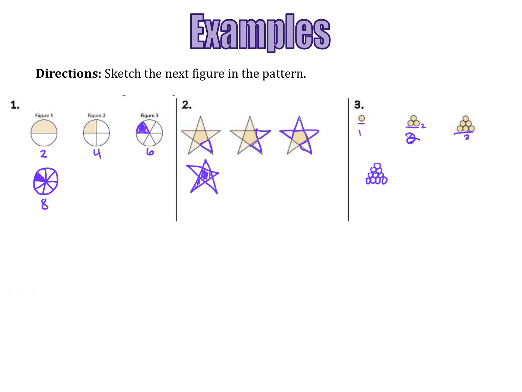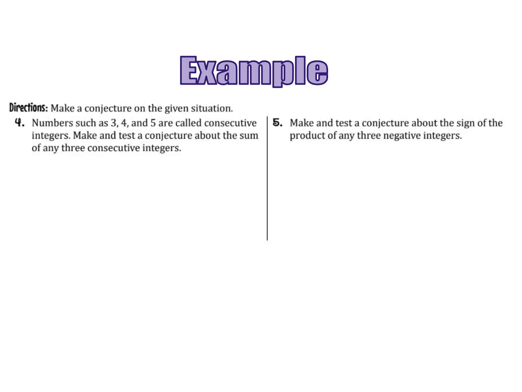Let's look at a different kind of example. Now we're going to move on to making conjectures. So we're going to look at a situation, we're going to look at some sample cases, and then we're going to draw a conjecture or draw a conclusion. It may be true or it may be false based on the sample that we're looking at.